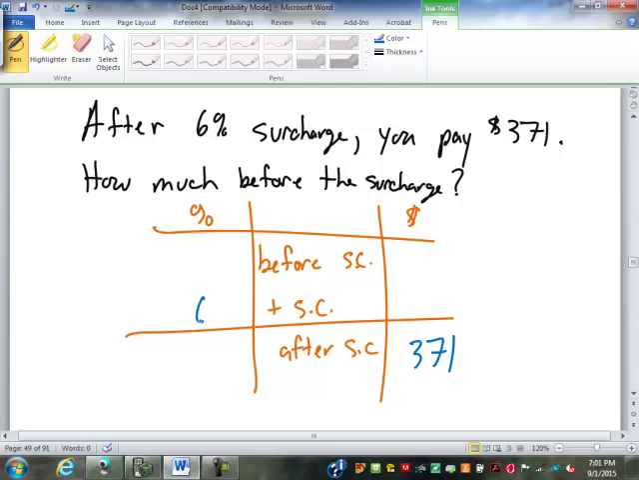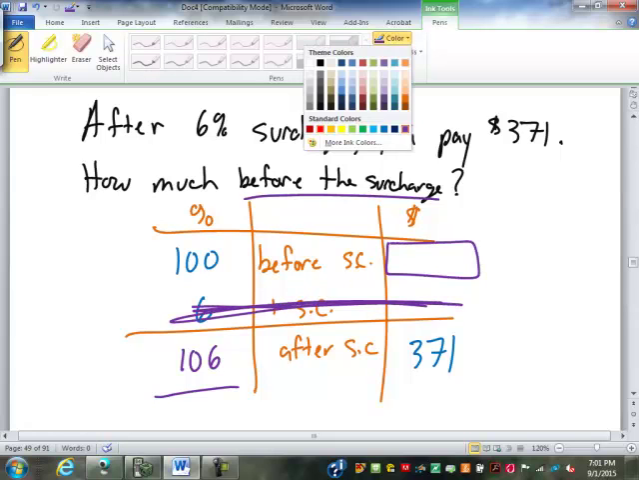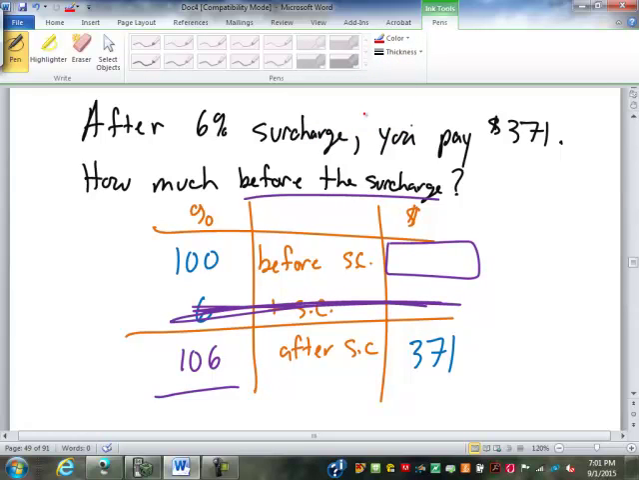Well, we have the 6% is the amount of the surcharge. And of course, the before, the starting amount is our base amount, is 100. And as you said, we can find the percent after the surcharge by just adding. Since this is an increase, it's plus. 100 plus 6 is 106. On the other side over here, we want to know the price before, which is right here. So we're going to ignore this middle row, and we're going to cross multiply and divide.